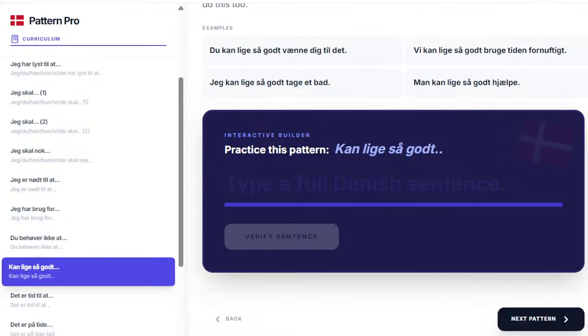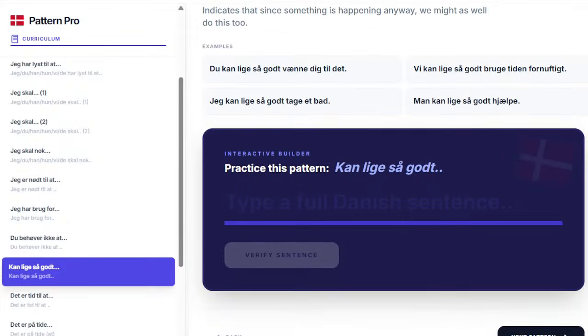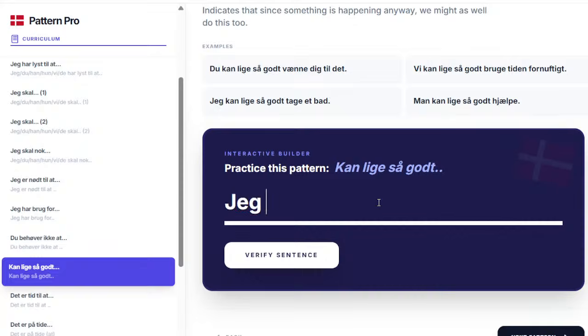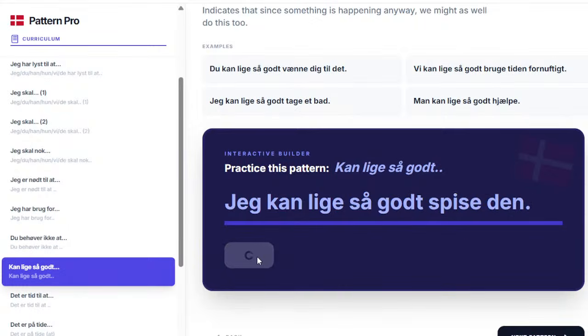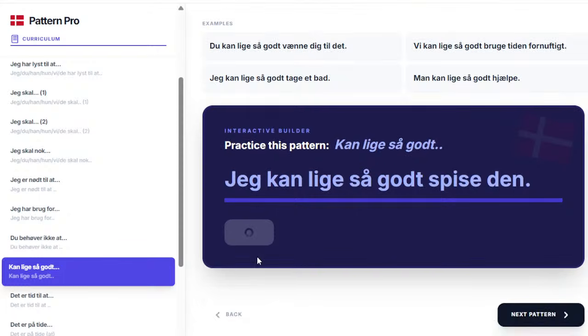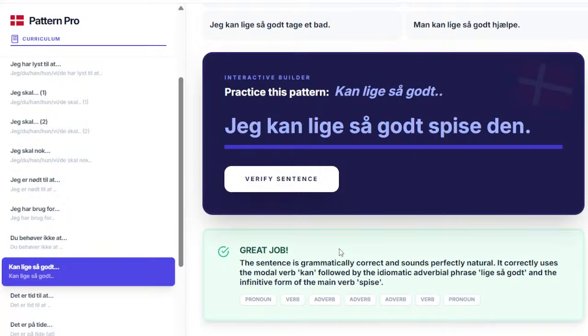Sensibly. Altså, man kan lige så godt hjælpe. You, like one, people in general, might as well help. Why not? So, lige så godt. Jeg kan lige så godt spise den. Right? Maybe you got some food in front of you. You're hungry, it's there. Nobody's gonna eat it. You can have it. Right? Jeg kan lige så godt spise den.